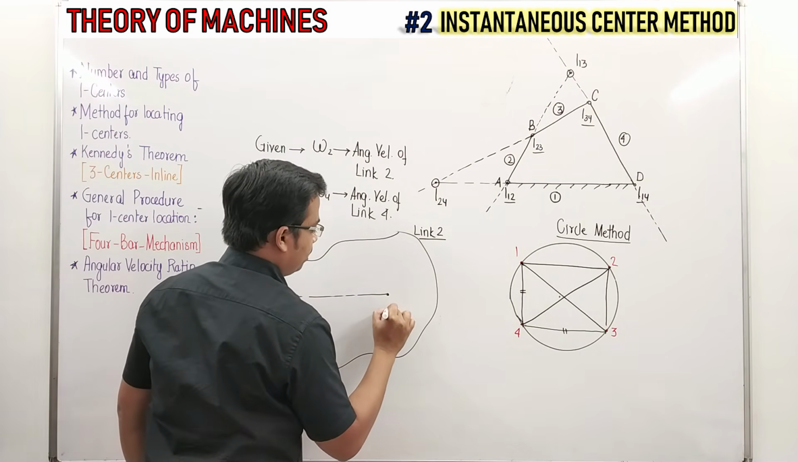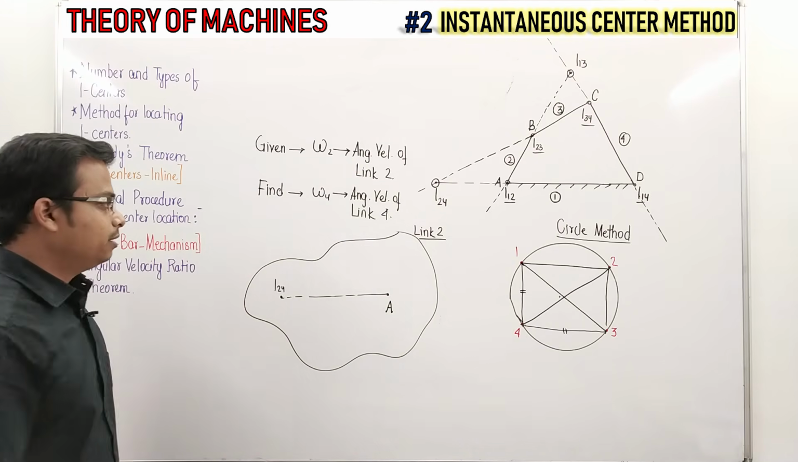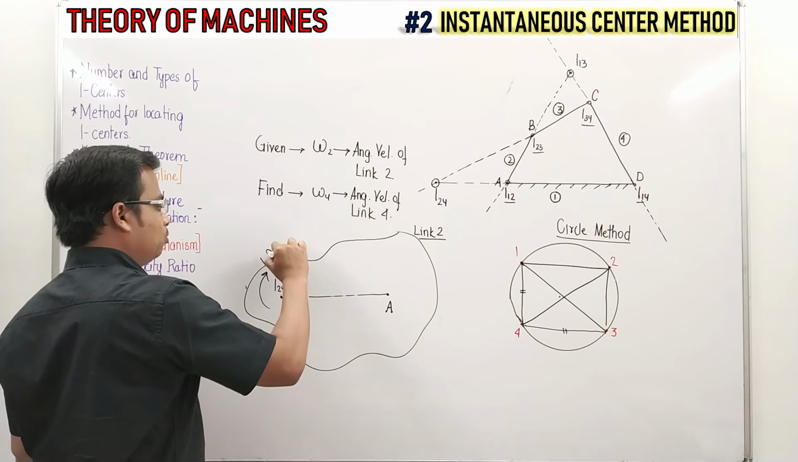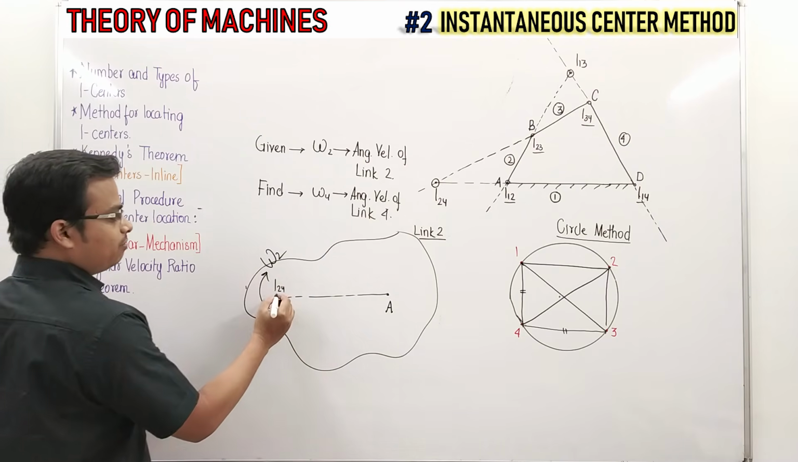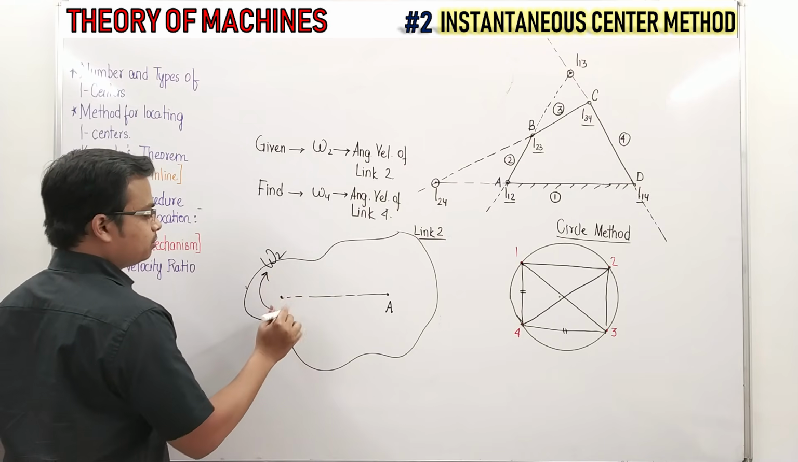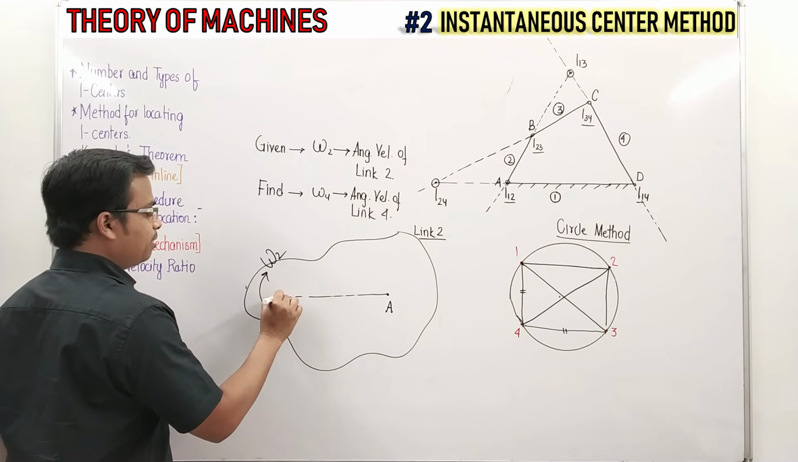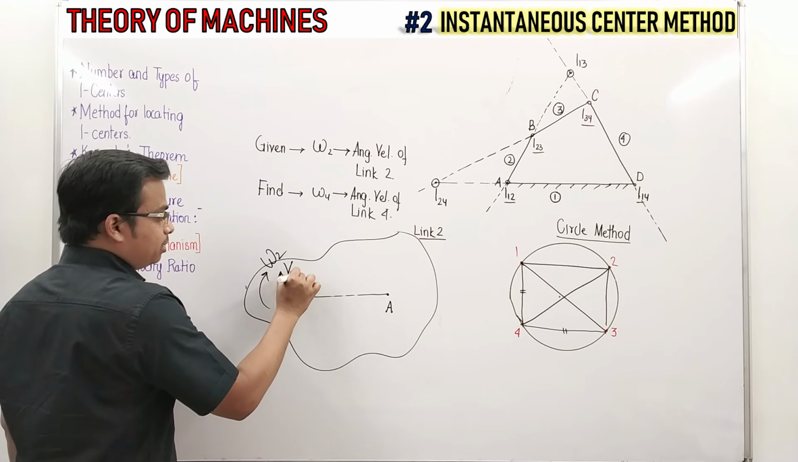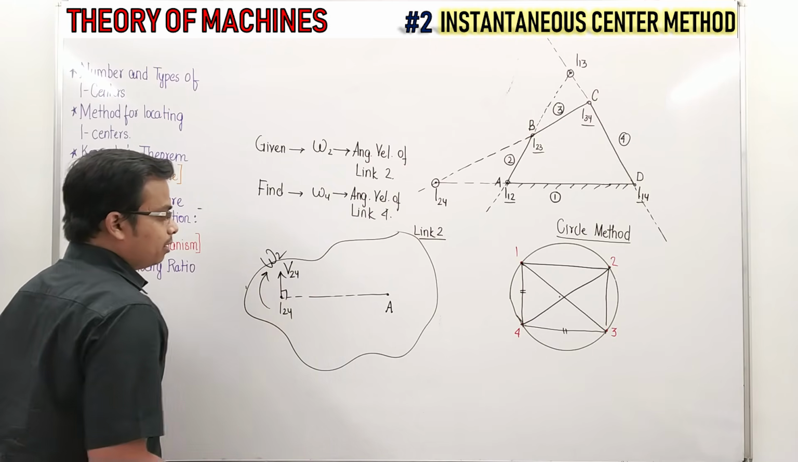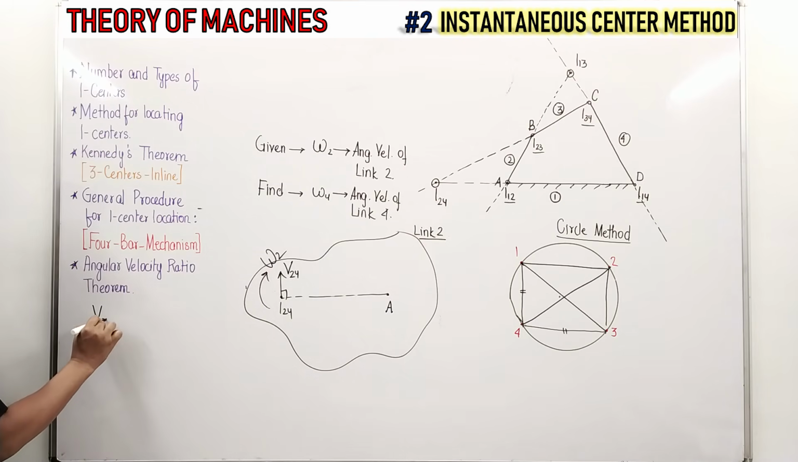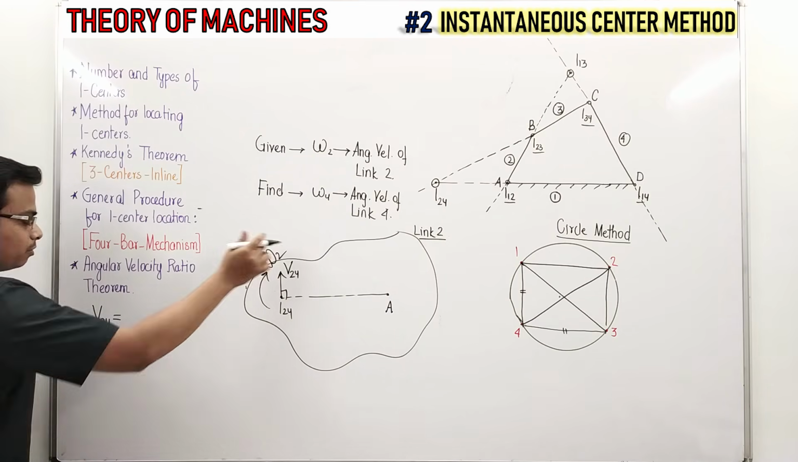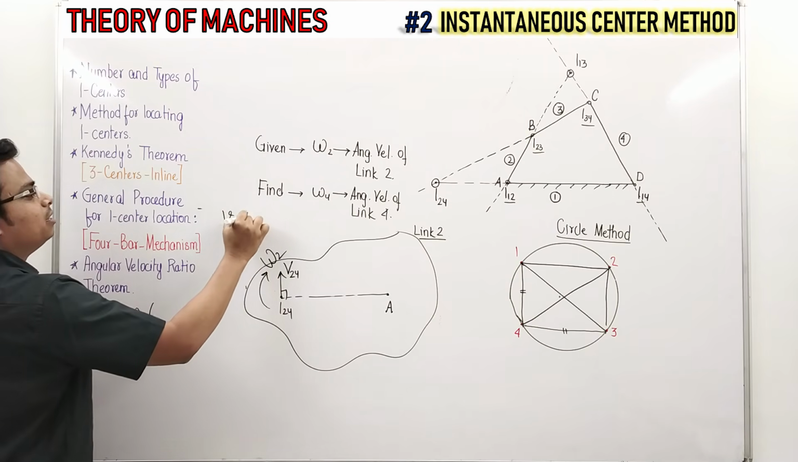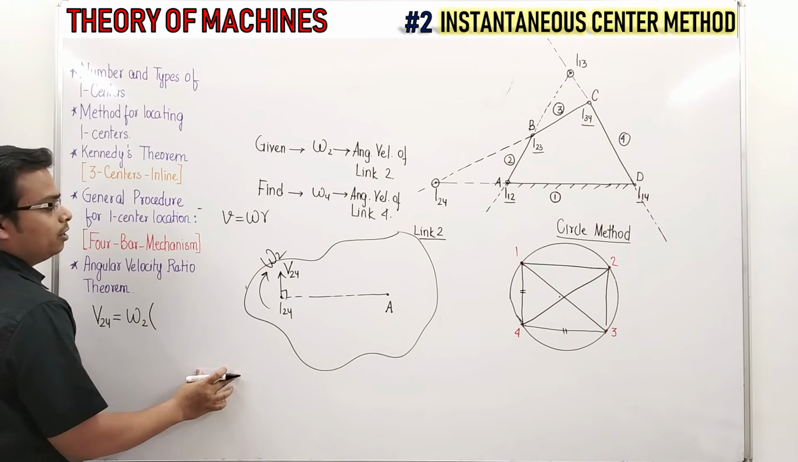This link is rotating about point A with an angular velocity omega 2. If I were to calculate the velocity at this point, the velocity of instantaneous center 24, this is perpendicular. V24 is equal to angular velocity omega 2 multiplied by radius. We know this formula very well, very fundamental: V is equal to omega r.